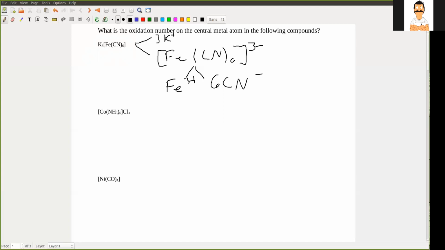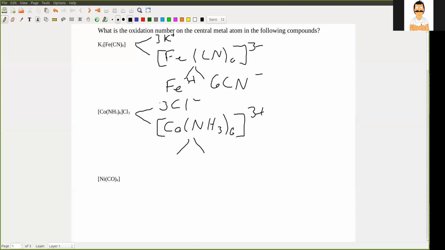Okay, let's do another one. So for this one, we have 3 chlorides, and we know that chlorides all have a -1 charge. So that means that our coordination compound is the cation in this case. And it's kind of indicated by the fact that it's written before the chlorides. So this coordination compound has to have a +3 charge.